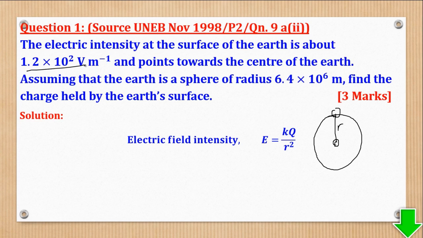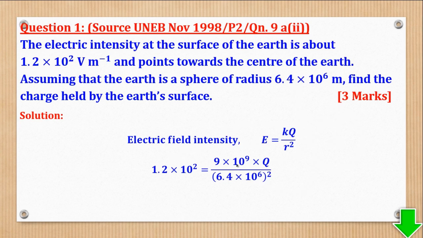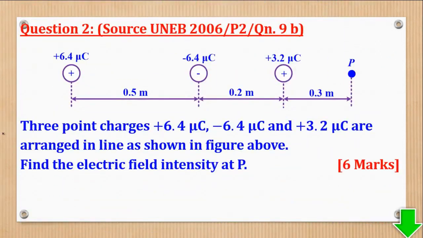Here they give you the electric field intensity. Therefore we know that electric field intensity is that, K is this, and the charge is what they want, they don't know it. Then the separation from this to the center is also given, so we shall put it here. Now with this, I think we realize that we have only one unknown, therefore we shall say that Q is equal to this. So it is better to write your answer in scientific notation. So that was question 1.